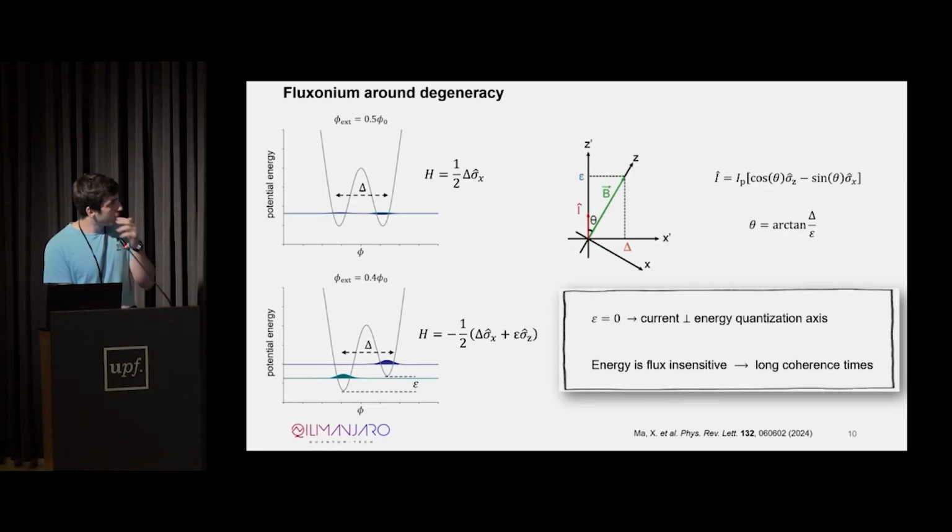And importantly, now at epsilon equal to 0, where you have no tilt, the current is purely perpendicular to the energy quantization axis. So this means that if you have current fluctuations, at least at degeneracy, they do not transduce into energy. So this means that Fluxonium at degeneracy is flux insensitive. And this has led to extremely long coherence times with Fluxonium, and people have shown coherence times at degeneracy up to milliseconds.